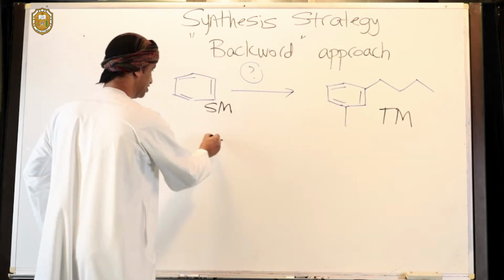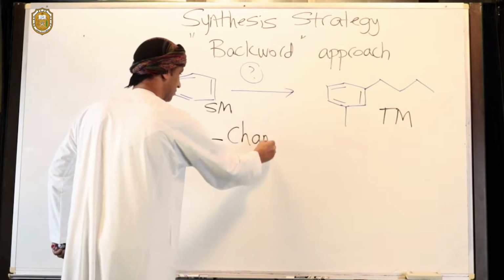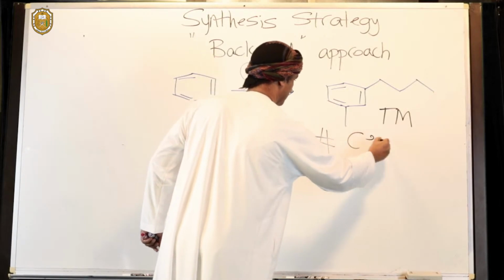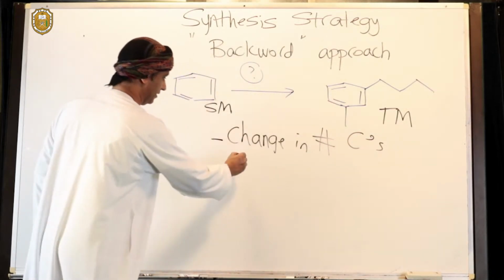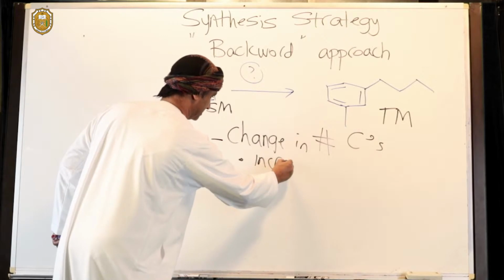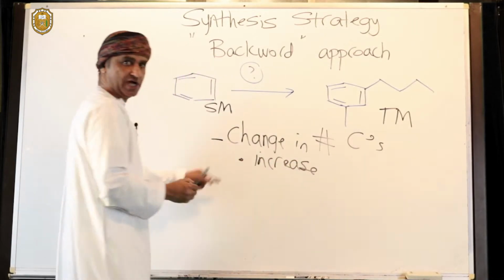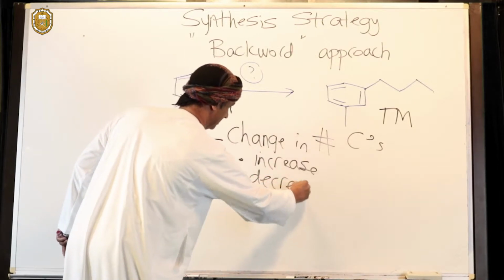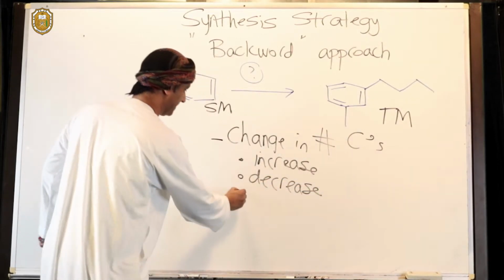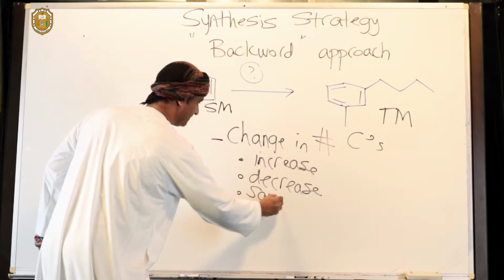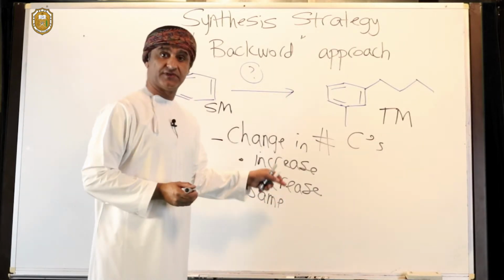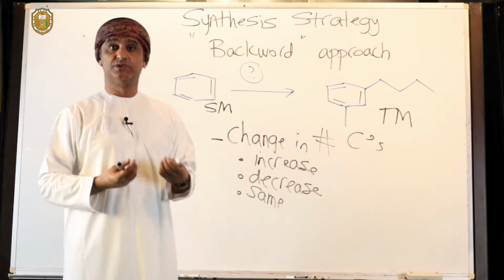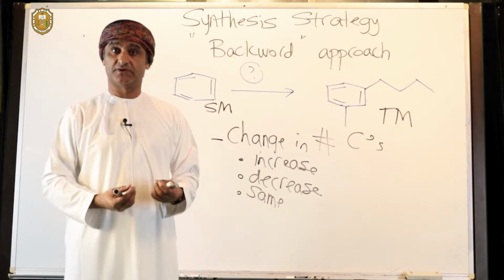So we look at the change in the number of carbons, whether it's increase or decrease or the same. Increase is possible, and of course this is where the challenge is. Decrease is also possible, or the same if the number of carbons stays the same. Of course, if the number of carbons in the target molecule is more than the starting material, then we should think of ways by which the number of carbons increases.